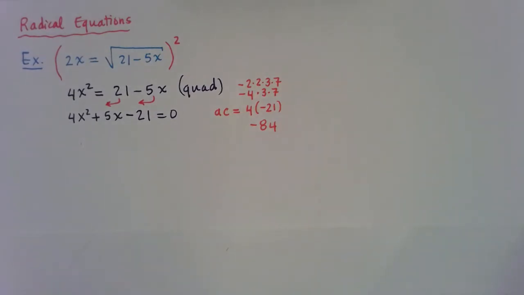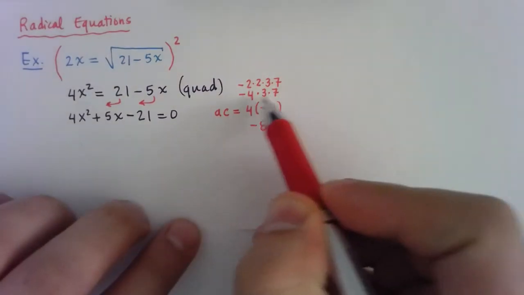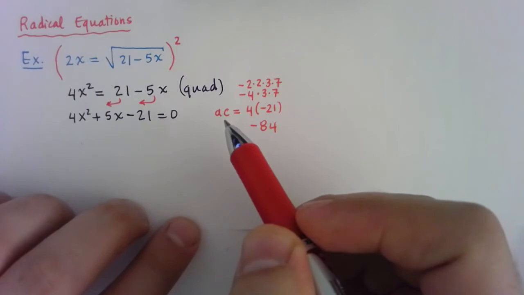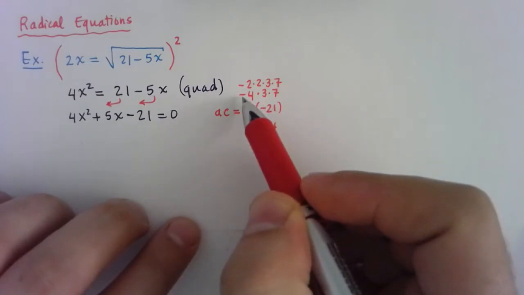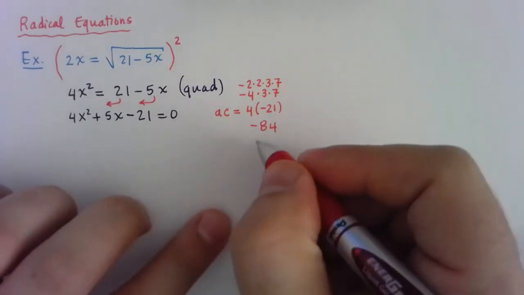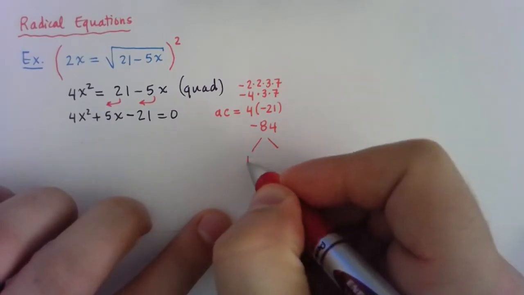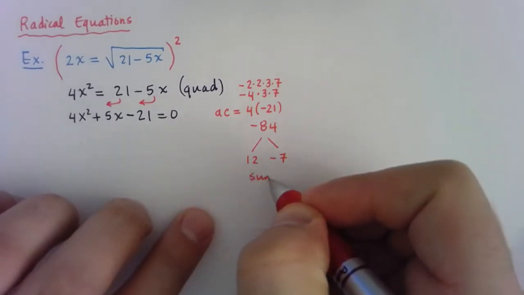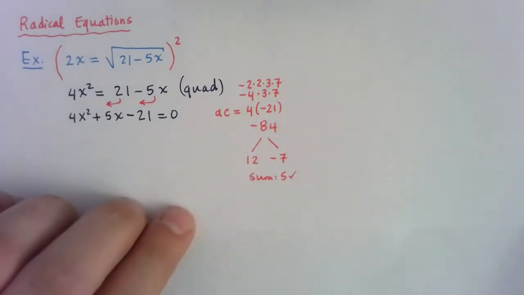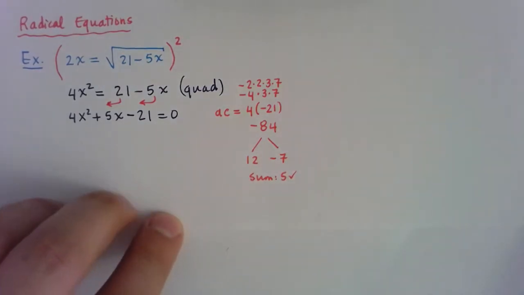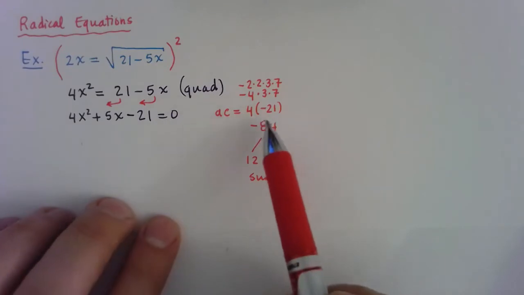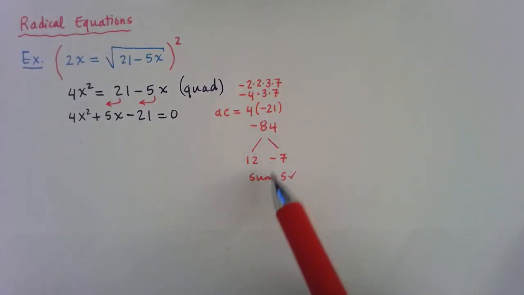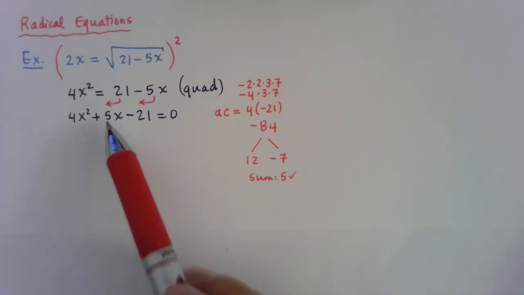But if you see, you have here 12 and 7, and the difference of 12 and 7 is 5. So it's negative, that's why you're looking at the difference. So if I break this down as 12 and negative 7, that should work. The sum will be 5. So that works. Okay, so you find AC, then you look for two factors of that AC number, negative 84, whose sum is the coefficient of the middle term.